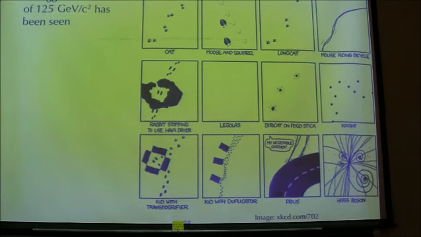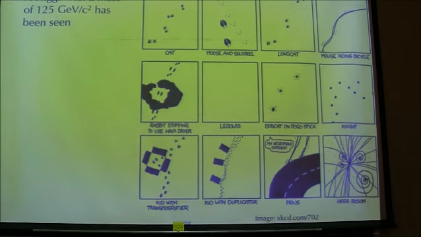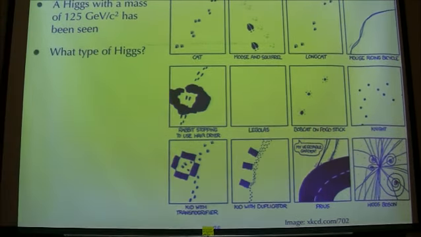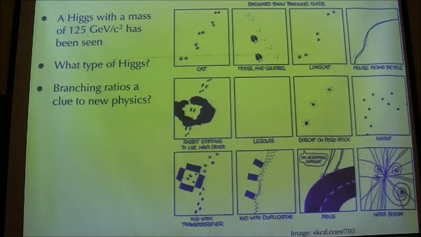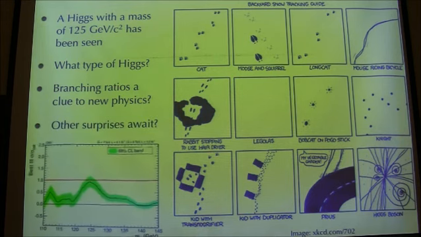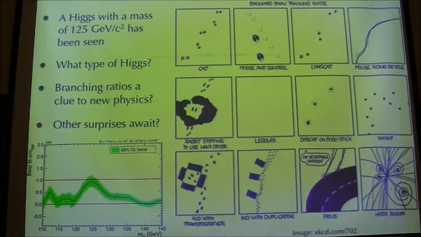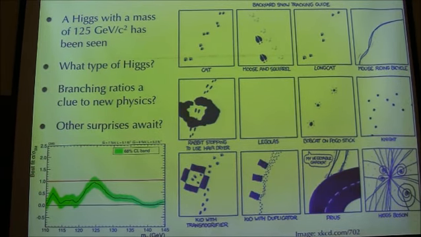Anyway, so the Higgs has been seen, but there are lots of open questions. What type of Higgs? Are the branching ratios as we predict them actually observed, and do they contain clues to new physics, or are there other surprises? The LHC is shut down for its energy upgrade. Maybe in 5 years we'll actually know the answer to some of these questions.